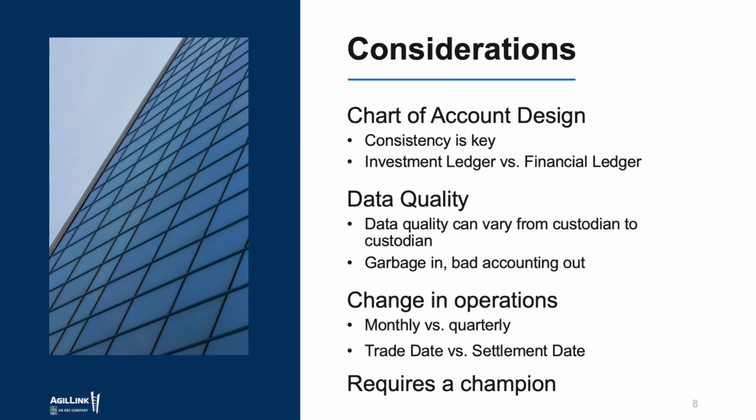Some considerations to have when firms are looking to adopt InvestLink include having consistency across the chart of accounts. Data quality can vary from custodian to custodian. Some custodians provide better and higher quality data on a more consistent basis. Adopting InvestLink may also require changes in operations. Firms should be looking at this process monthly, which allows firms to provide more timely information to their clients, and it allows firms to stay on top of operations.